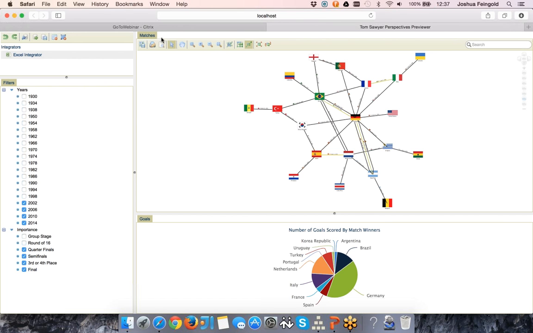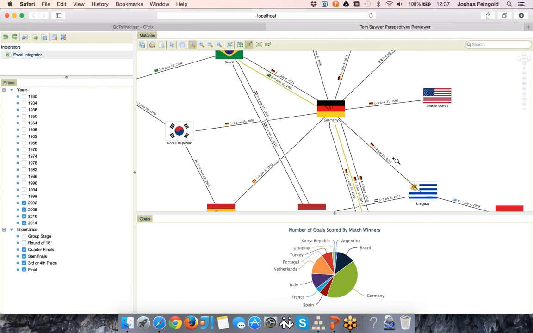So if I zoom in here and I see this German node, I can see all of the matches that were played. I can see in aggregate that Germany scored a lot of goals, 22, and that the Netherlands scored 8, Brazil scored 7. So we can see that Germany scored a lot of goals, but we can also see these specific results in a very granular fashion, right?